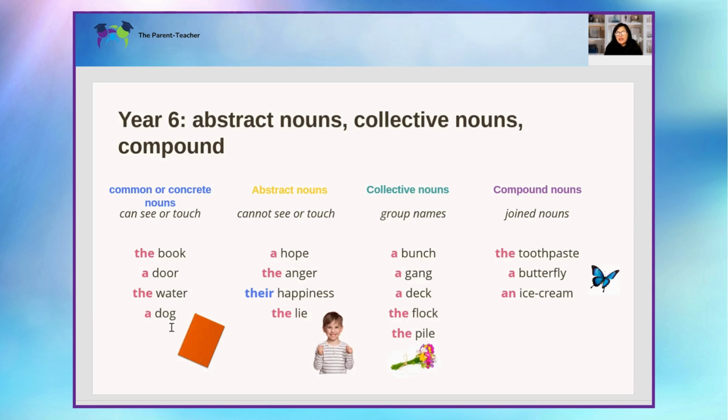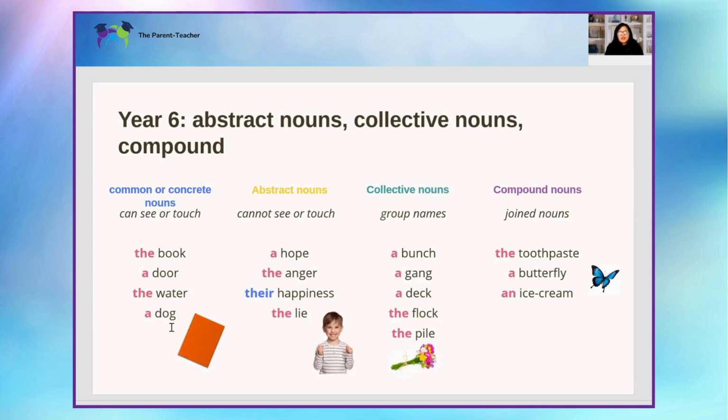Now we know they're nouns because we can put a and the or a different determiner with them. Now, a determiner is another word like a number or the word some, their, his, one, etc. Those are all words that can go in front of a noun. So, a hope, he had a hope. The anger built up inside him. Their happiness was easy to see. The lie was really, really bad.